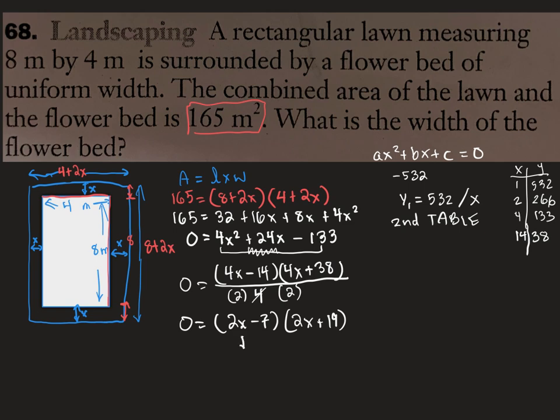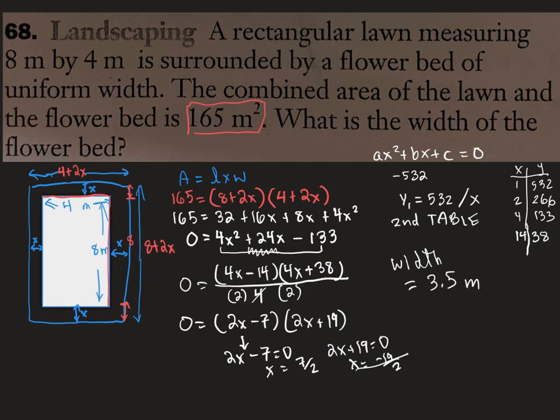Okay, we set each factor to 0, because that was the plan. If you multiply two things together to equal 0, either one could equal 0. Solve each of those, and you get x equals 7 over 2, x equals negative 19 over 2. That's not going to work because that's negative. So back to x equals 7 over 2. And that was what we were looking for, the width of the flower bed. So the width of the flower bed would equal 3.5 instead of 7 over 2, and the units would be meters. And there we go. That's how you do it. I hope that helped.